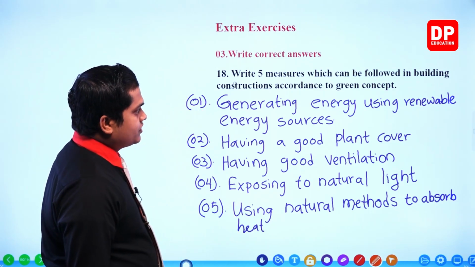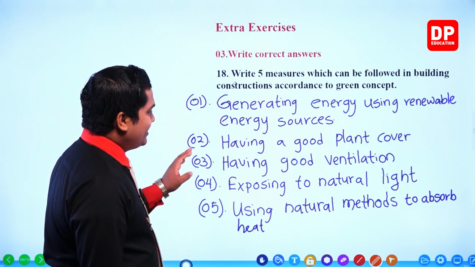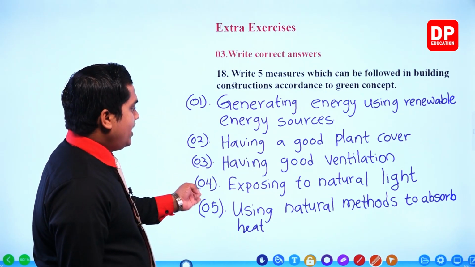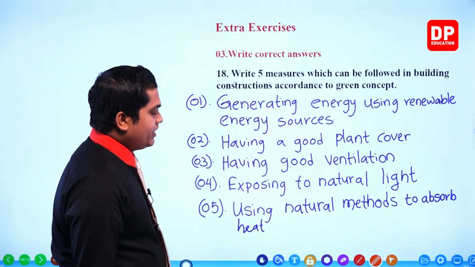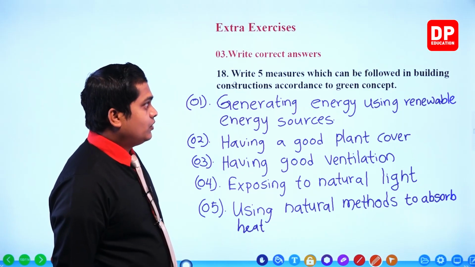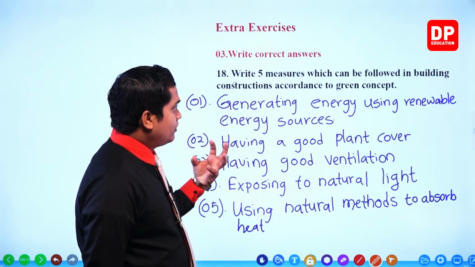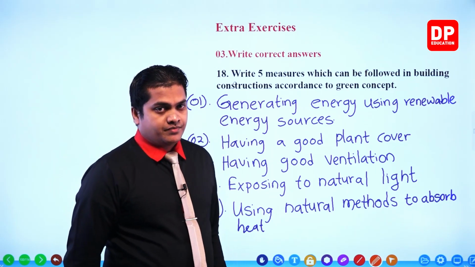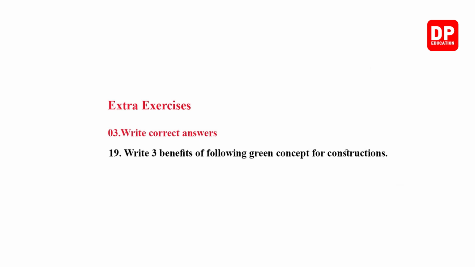So generating energy using renewable energy sources. Having a good plant cover. Then having good ventilation. Exposing to natural light. Using natural methods to absorb heat. So these are the steps. These are the measures that we can follow in order to make a building that follows the green concept model, my dear children. Right. Then the next question. Question number 19. Write 3 benefits of following green concept for constructions.